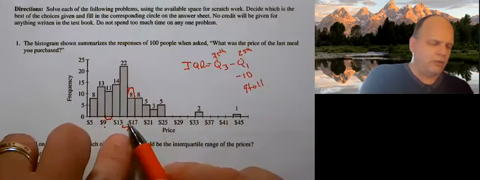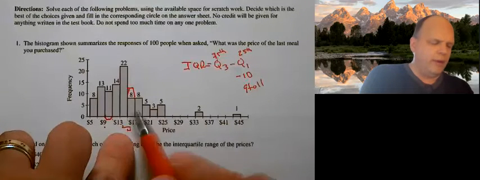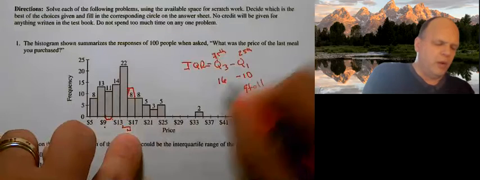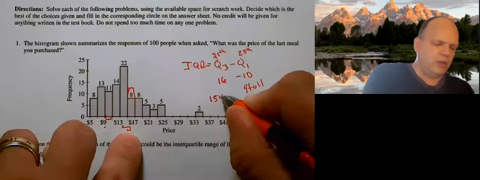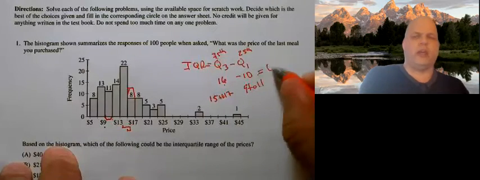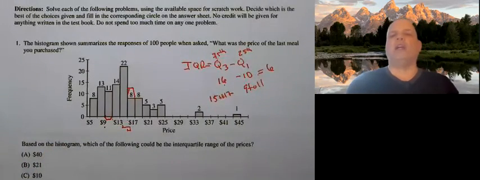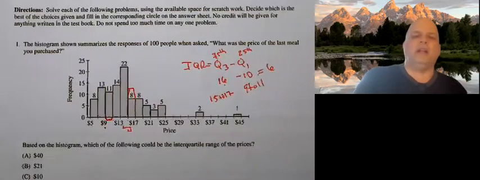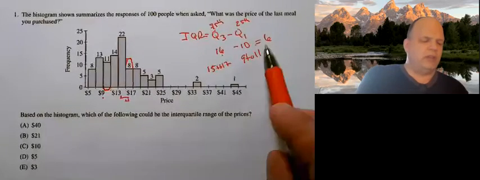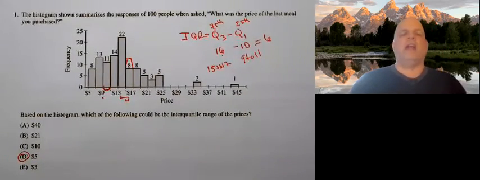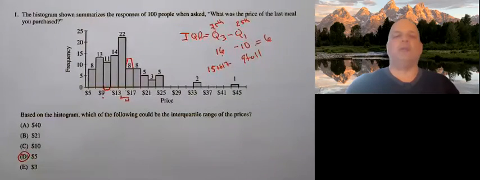Well, that column goes from a low of 15 to 17, so I'm going to call it 16. Well, 16 minus 10 equals 6. So I'm looking for an IQR somewhere around 6. It can be more than that, it can be a little bit less than that. But in this case, 16 minus 10 is 6. And the one that's closest is letter D. And so number 5 happens to be the closest.